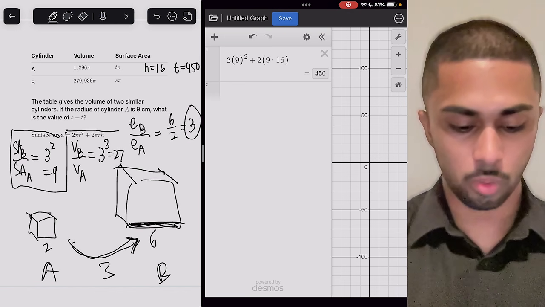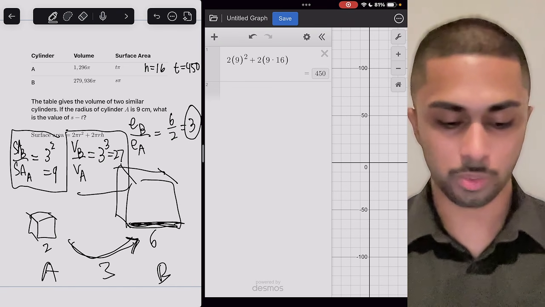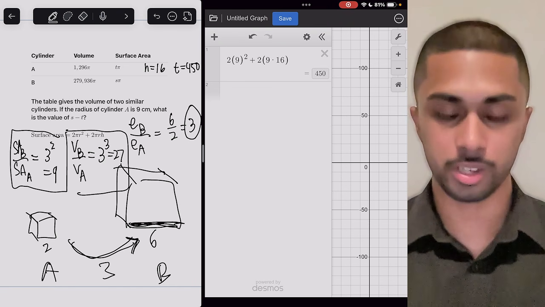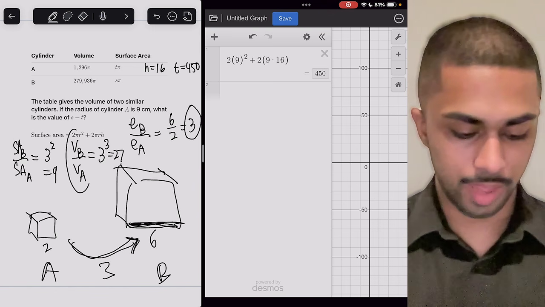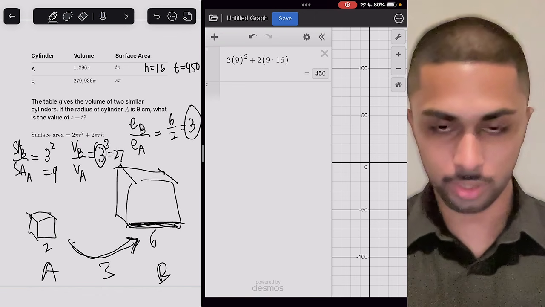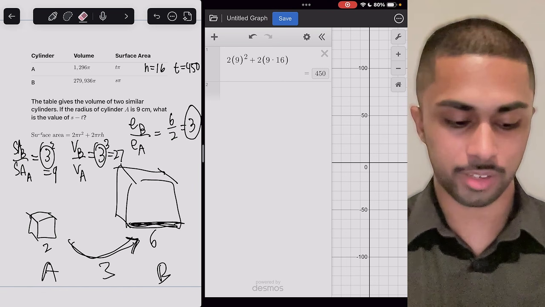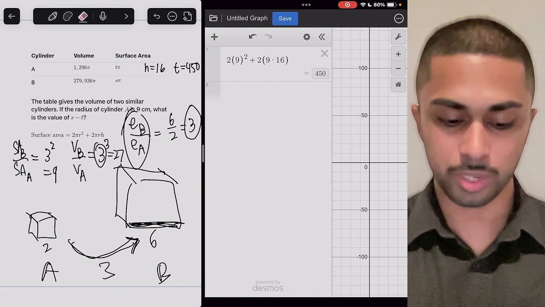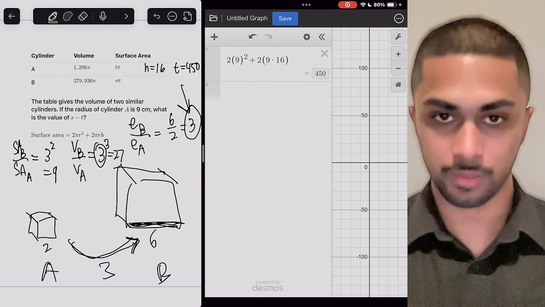You don't need to know why this works. You just need to know that it works. This always works for two similar 3D shapes. That the ratio between the volumes is the scale factor cubed. The ratio between the surface areas is the scale factor squared. And the ratio between two proportional sides is the definition of the scale factor.